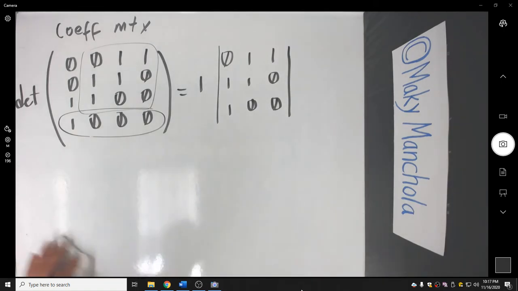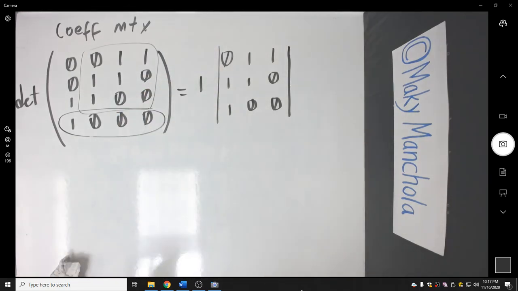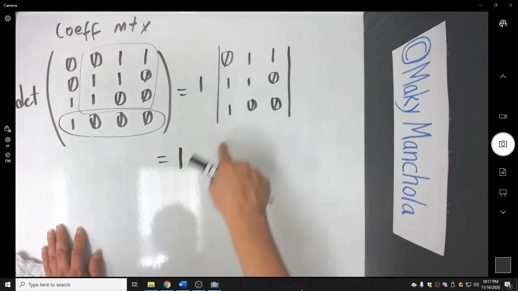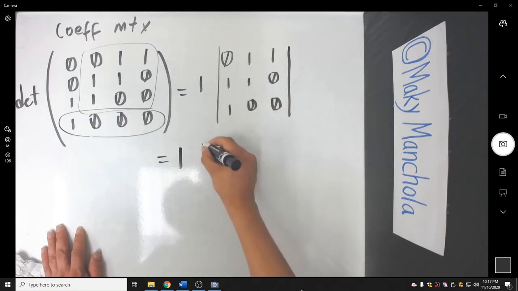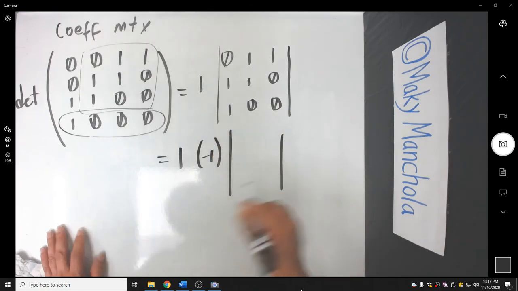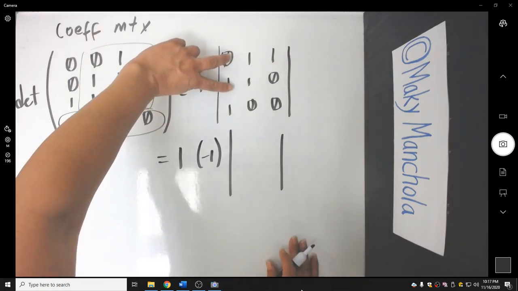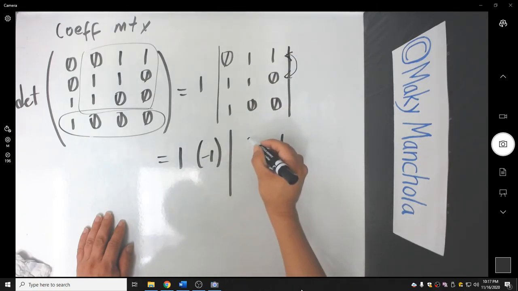We learned in our study of determinants that when we exchange two rows, the determinant sign switches. So let me use that property. So this is 1 times the determinant of, negative 1 times the determinant of the matrix that you obtain when you interchange the first and second row. So I'm interchanging the first and second row, so that switches the sign.